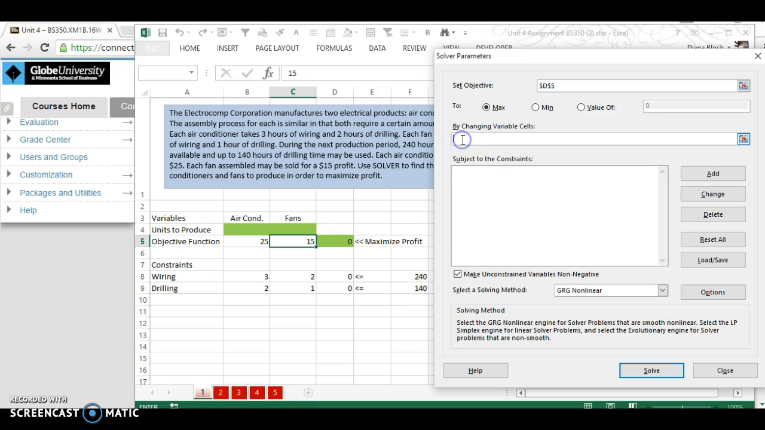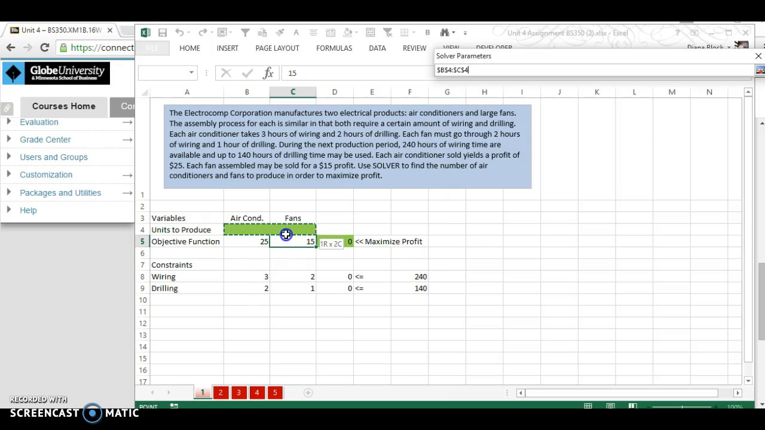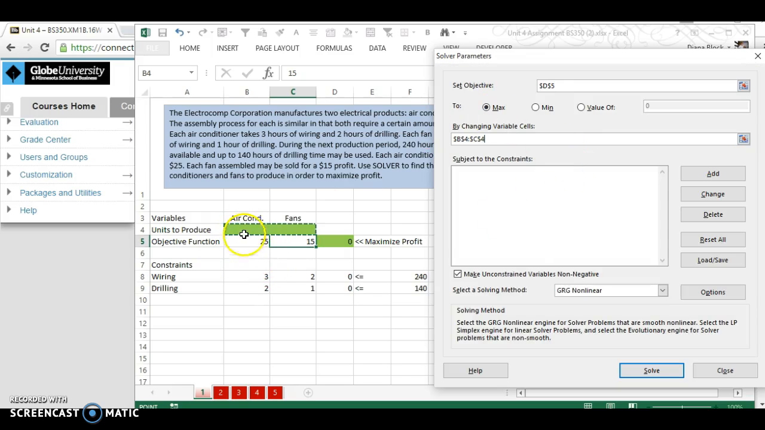So how are we going to maximize profit? We're going to maximize profit by changing these cells, by changing either the number of air conditioners or the number of fans. We want Excel to alter those fields until it finds us the amount of each one that's going to maximize profit.